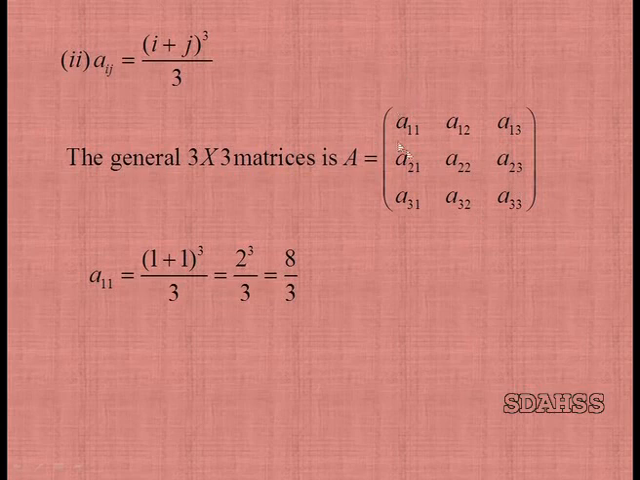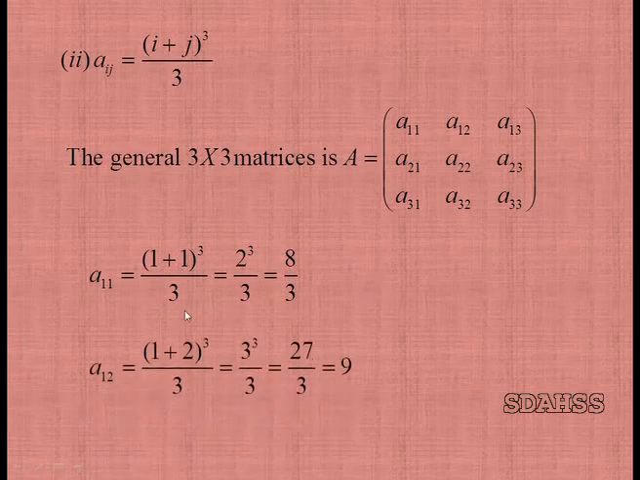First you find A11, which is equal to, substitute i equal to 1, j equal to 1 in the question. So you have (1 plus 1) whole cube divided by 3. 1 plus 1 is 2. 2 cube by 3. 2 cube means 8. 8 by 3.